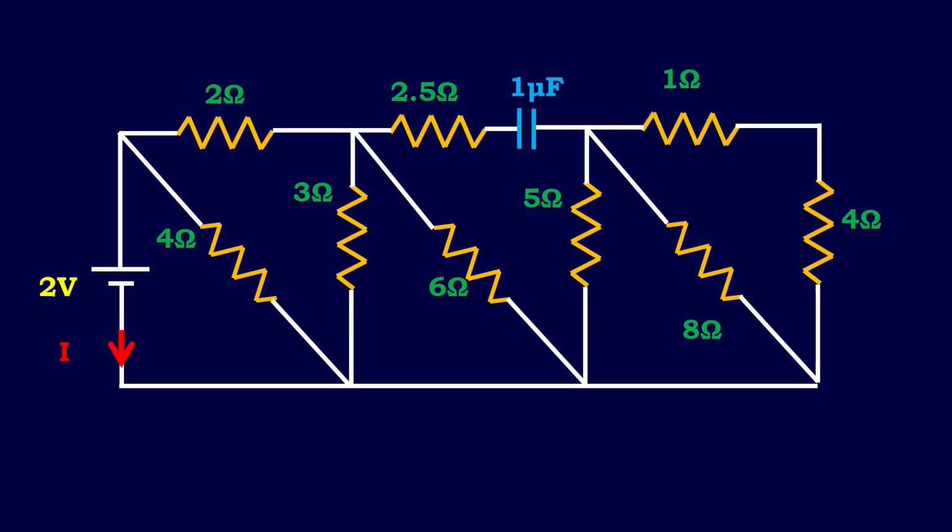Now, an important concept to recall here. In a steady DC condition, a capacitor behaves as an open circuit. This means that, after a long time, no current flows through the branch containing the capacitor.